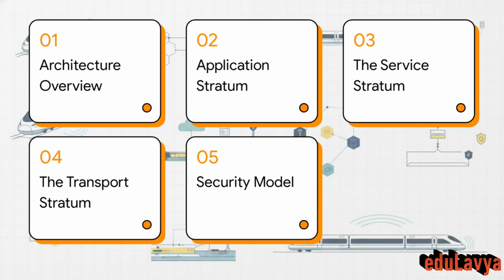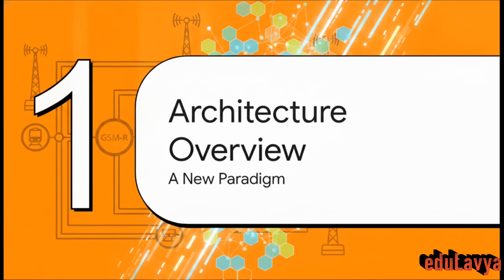We'll start with an architecture overview. Then we'll explore the railway application stratum, the service stratum, the transport stratum, and finally, we'll wrap the whole thing up with the multi-stratum security model. Let's jump right into Section 1, the FRMCS architecture overview.